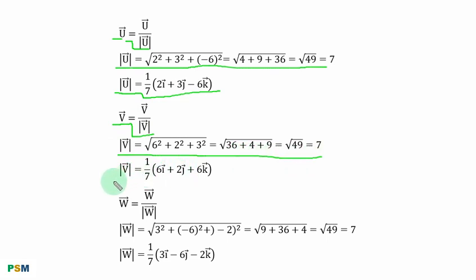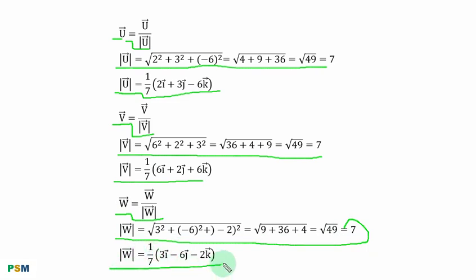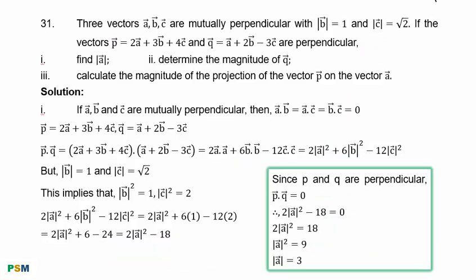This becomes the unit vector. For vector W, this is the unit vector. You get the magnitude of vector W, that is equal to 7, and you have this as the unit vector.